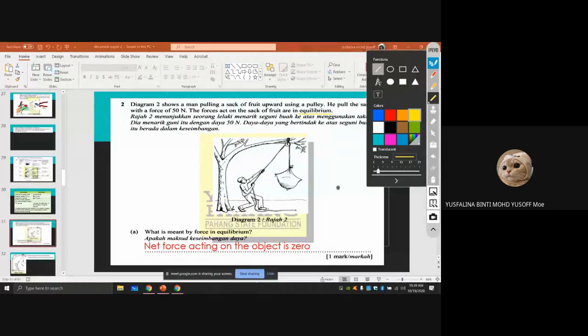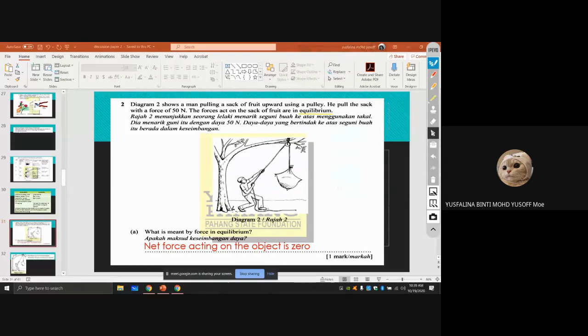The next question asks you to state the meaning of forces in equilibrium. When forces are in equilibrium, it means the net force acting on the object is 0.